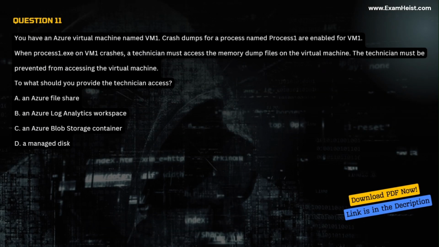Question 11. You have an Azure virtual machine named VM1. Crash dumps for a process named Process1 are enabled for VM1. When Process1.exe on VM1 crashes, a technician must access the memory dump files on the virtual machine. The technician must be prevented from accessing the virtual machine. To what should you provide the technician access?